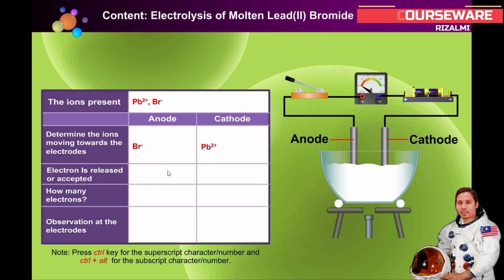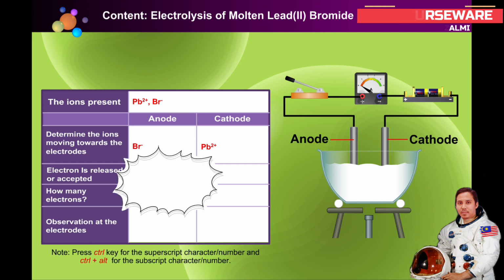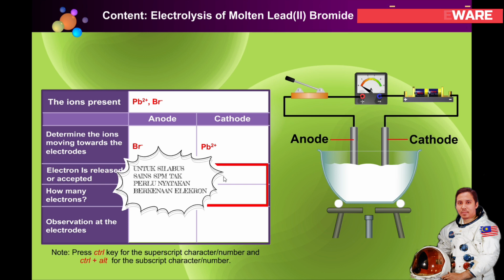At the anode, what happens to bromide ion? Does bromide ion release or accept electrons? How many electrons? Press Enter when you are done. Try again. At the cathode, what happens to lead(II) ions? Does lead(II) ion release or accept electrons? How many electrons? Press Enter when you are done. Try again.